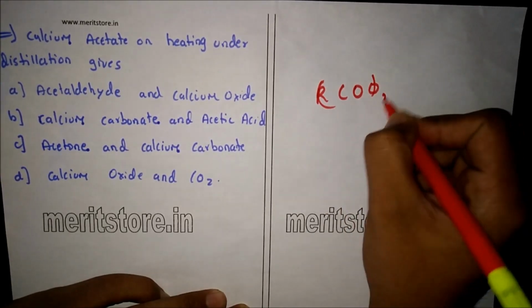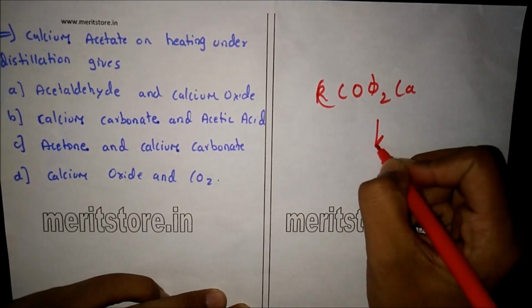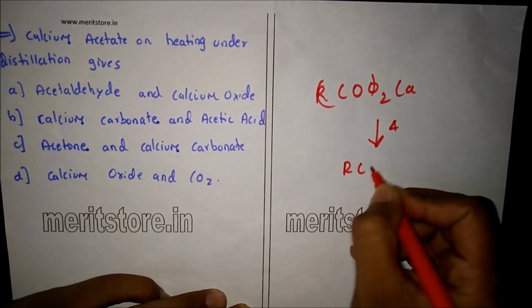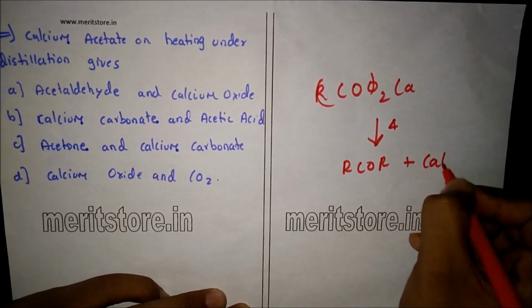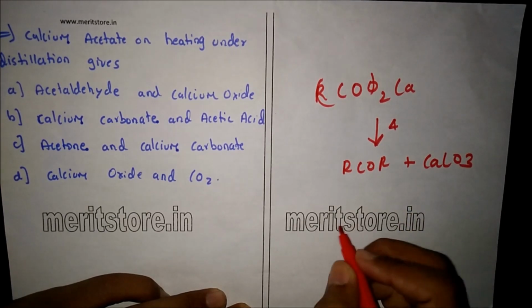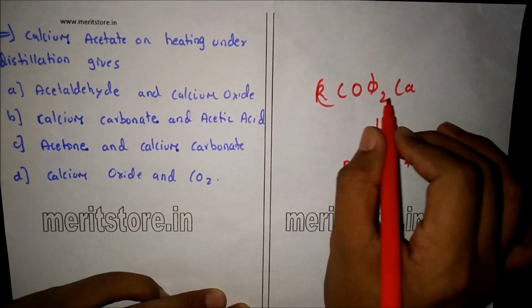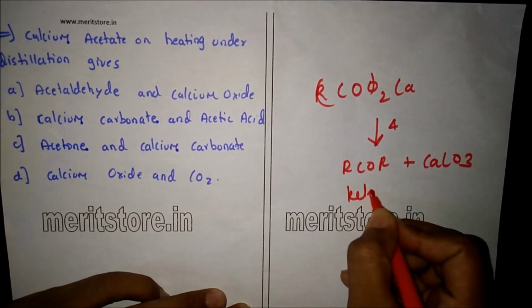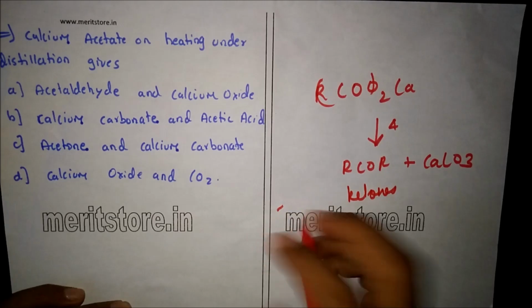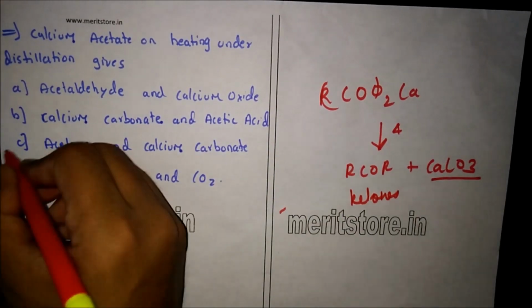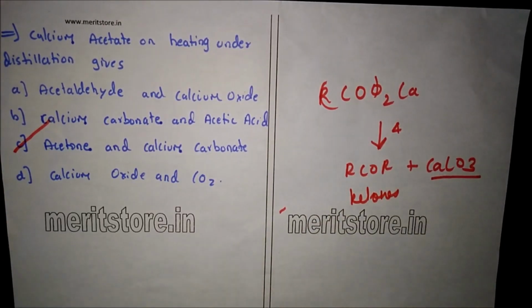(RCOO)2Ca, on dry distillation will give RCOR plus CaCO3. So by this we know that dry distillation of calcium salts of fatty acids other than formic acid gives ketones. Therefore here the correct answer is acetone and calcium carbonate. The correct answer here is option C.